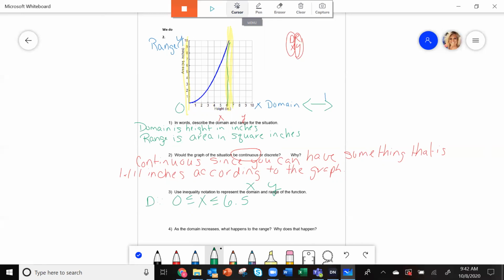Now my range. My range goes from the bottom to the top. It's not the top of the graph, but of the data, and it happens to be at the top of the graph, but it's going from 0 up here to 10. So I'm going to write 0 less than or equal to Y less than or equal to 10. Make sure you have that down.